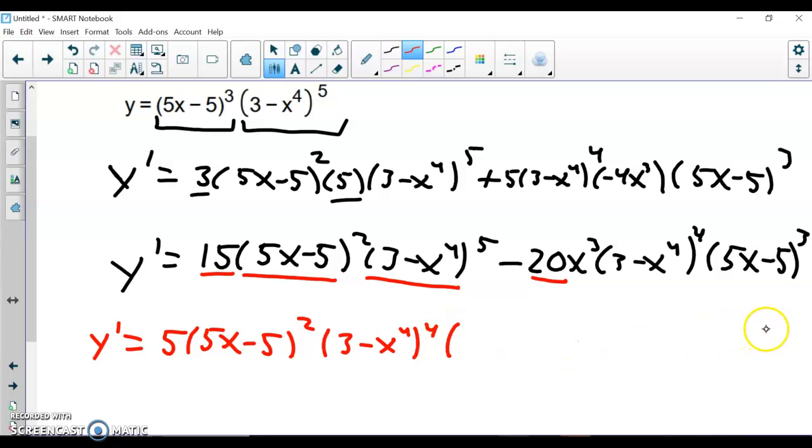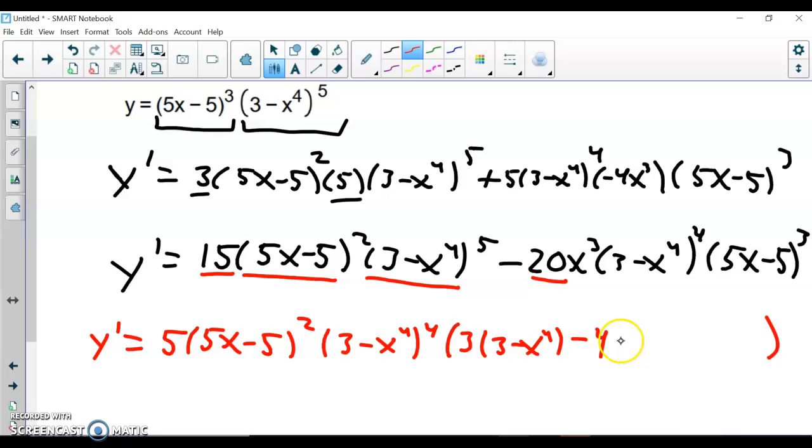And then we're left with what's left in each of these terms after having pulled out the greatest common factor. So we notice we pulled out a 5 from this 15. That leaves a 3. We pulled out both factors of 5x minus 5, so we put the whole thing squared. And in this case, we pulled out 4 factors of 3 minus x to the 4th, and there was 5, so that leaves behind a 3 minus x to the 4th. Then we've got a minus sign. From that minus 20, we pulled out a 5, right? So that leaves behind a 4.